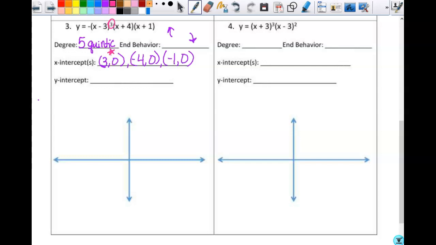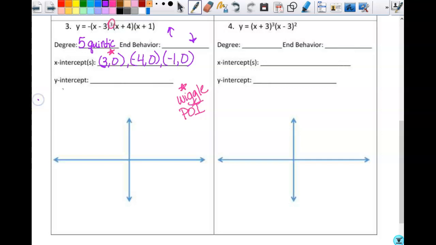So when you have an odd degreed factor, because remember, these are my factors. Okay, those are my factors. One of them has an odd degree on it. Then that makes it a wiggle, which is, again, not an exact term, but it's a wiggle, or really it's a point of inflection. So then we're going to do the y-intercept.